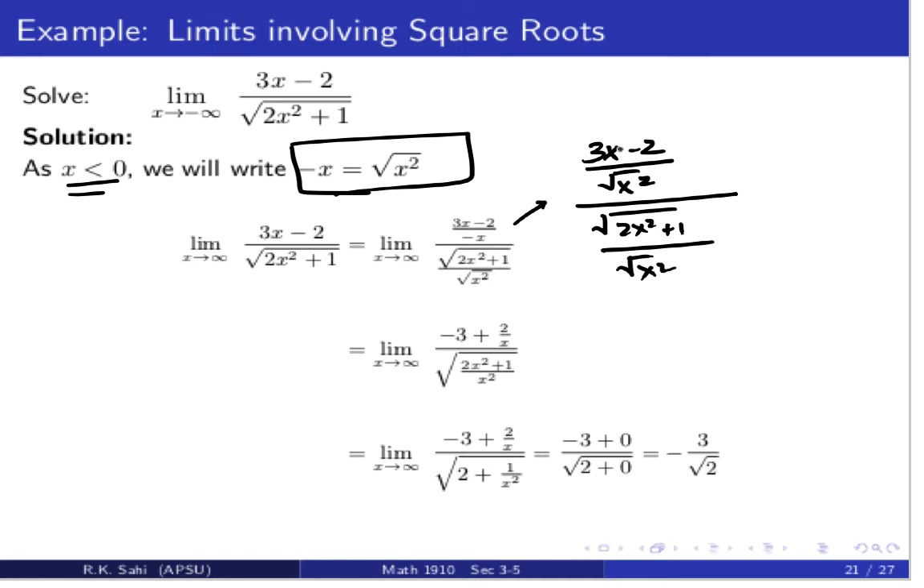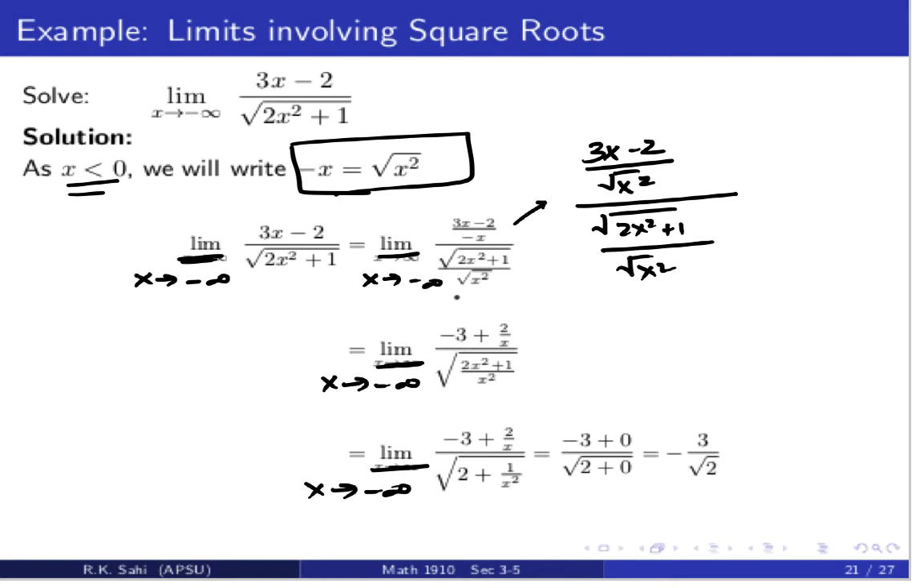Now remember, in the numerator, 3x minus 2 has no square root. So we will change the square root of x squared into minus x because, oh, I forgot, this is x approaches minus infinity. Everywhere, guys, it's x approaches minus infinity. I will definitely make the changes in the notes.